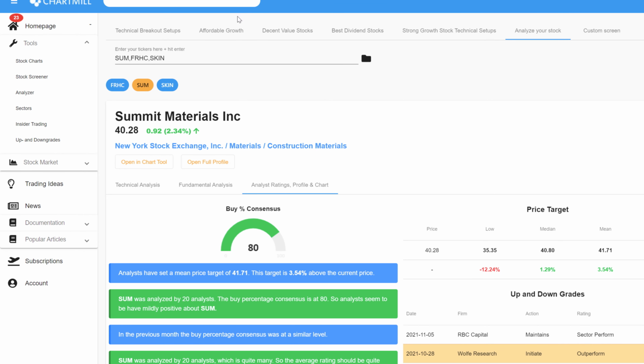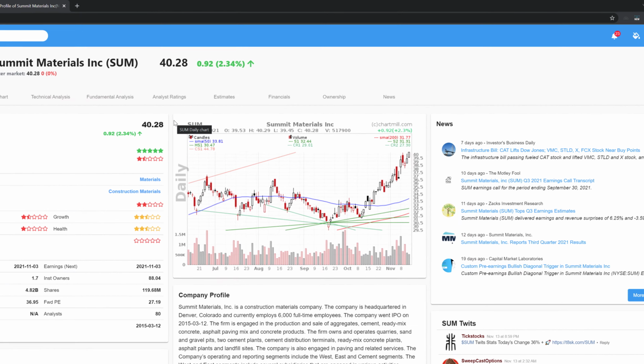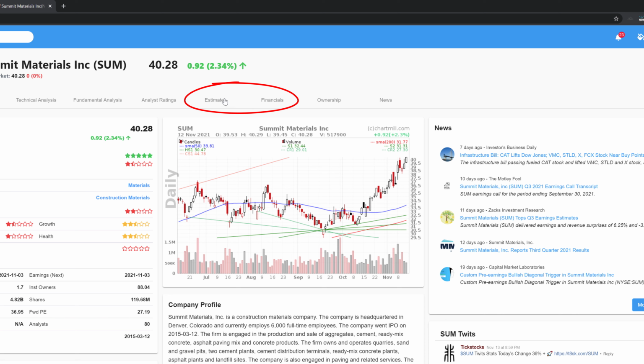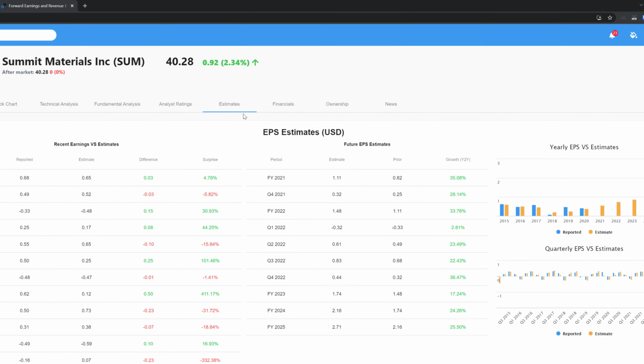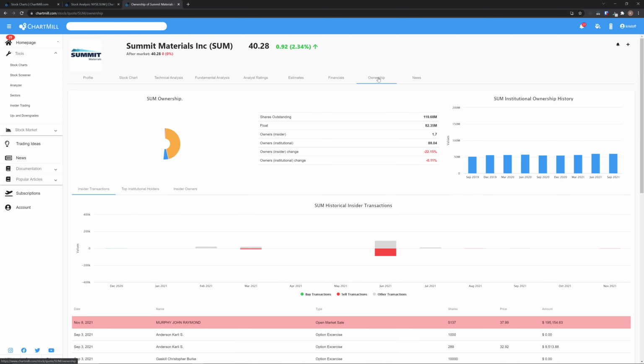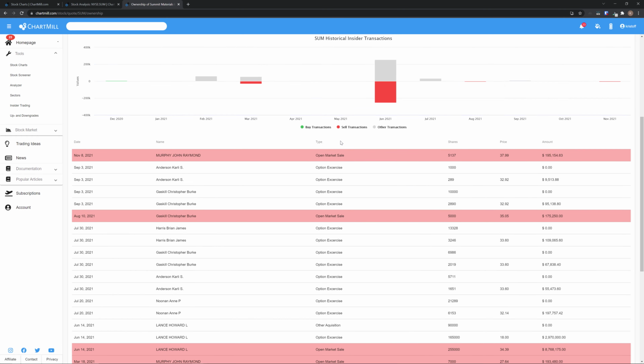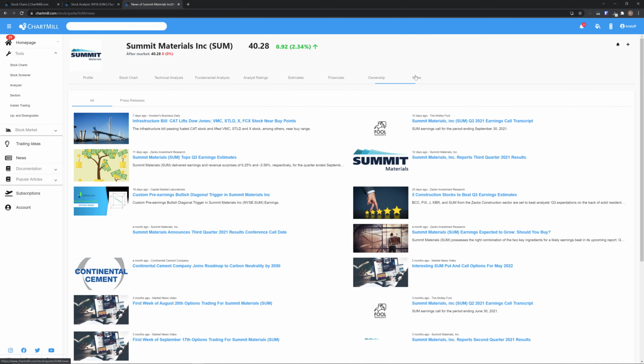Whoever wants to include a number of fundamental parameters in his analysis can find all the necessary information via the tabs Estimates and Financials. I personally use this page mainly for the Ownership and News tabs. Via the Ownership tab, I check whether there have been recent insider purchases or sales. The News tab gives me access to all the recently published news about the stock.